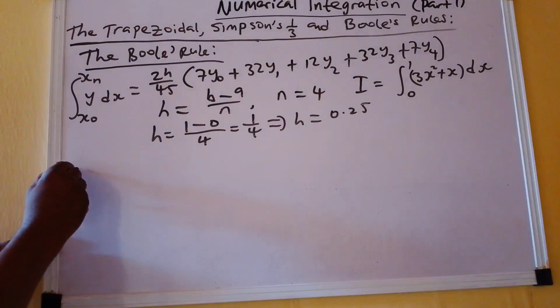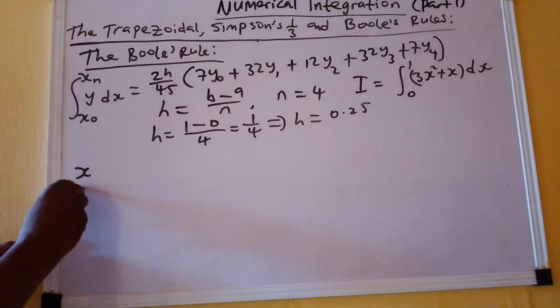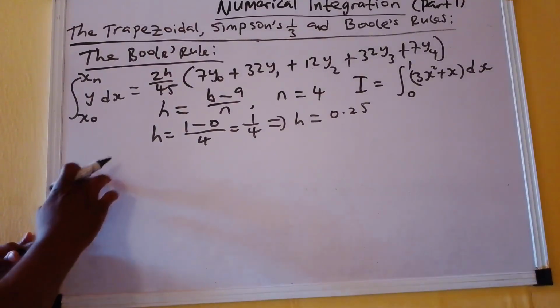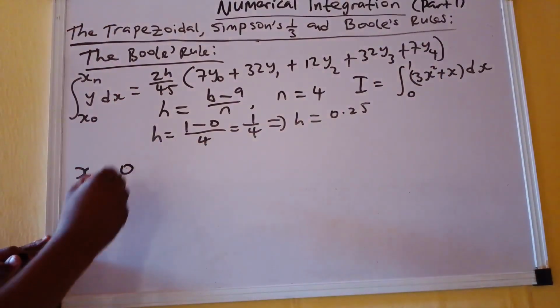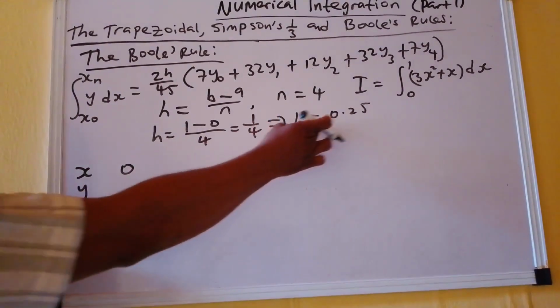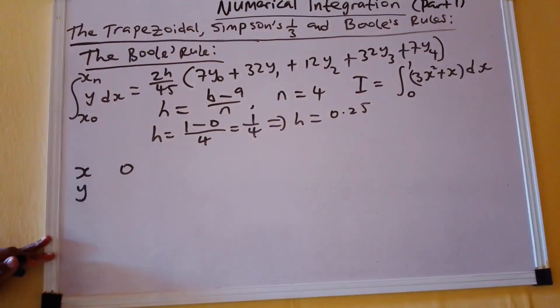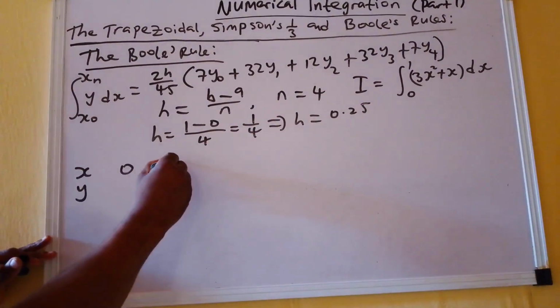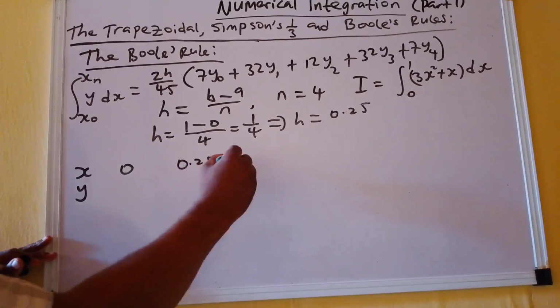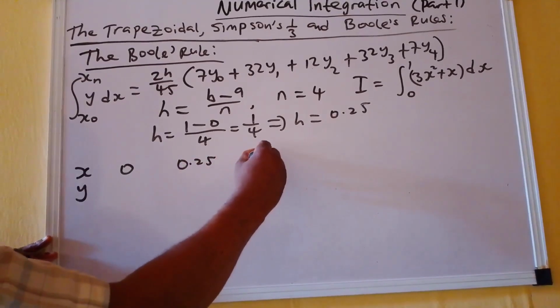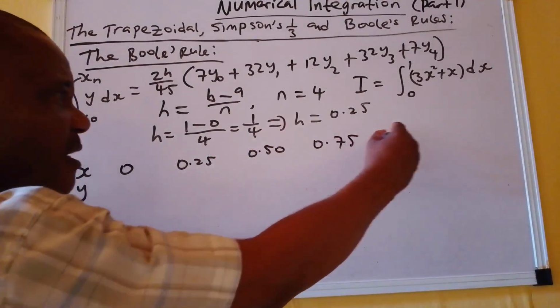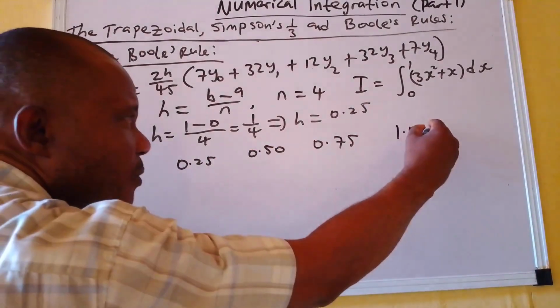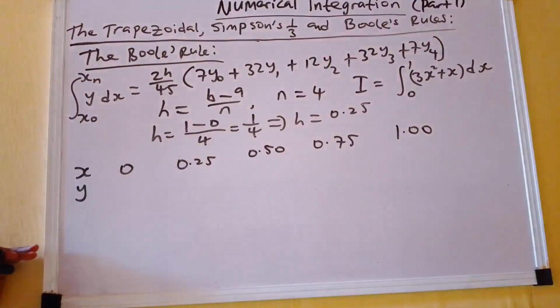So we have our table of x and y. Note x is taking values from 0 to 1. So you start from 0. The next one, of course, x is increasing with h, which is 0.25. The next one will be 0.25, the next one will be 0.50, the next one will be 0.75, and the next one will be 1.00, as the case may be.